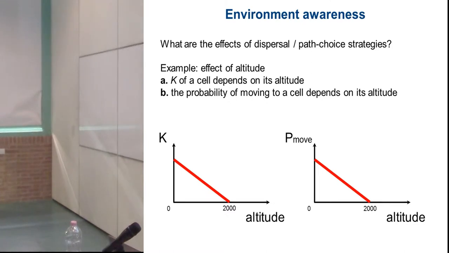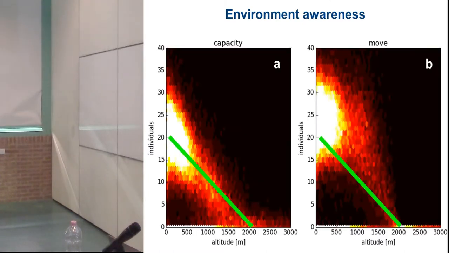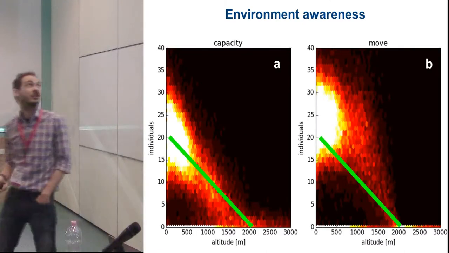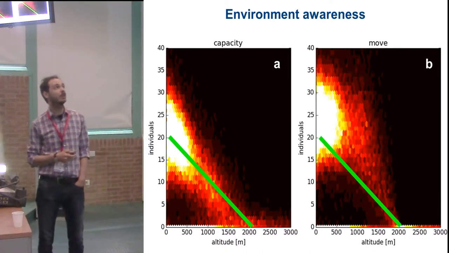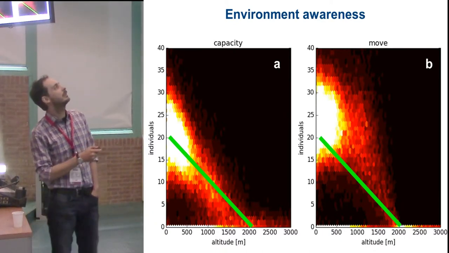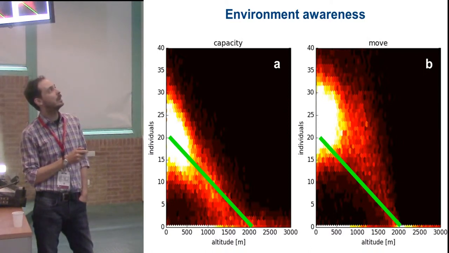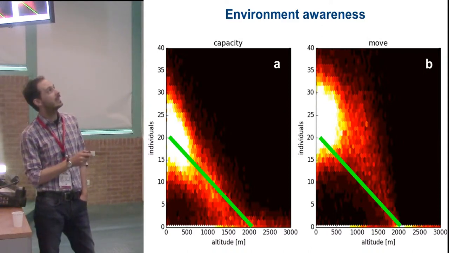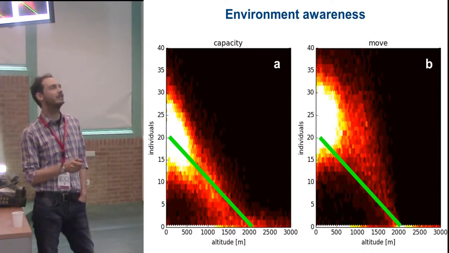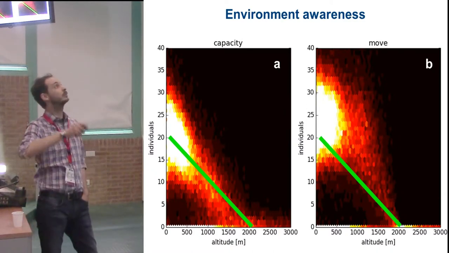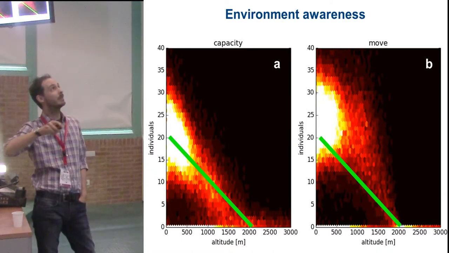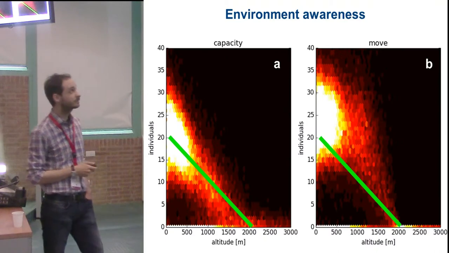So at the end of that simulation, you plot the distribution of agent densities as a function of altitude of the cell. Here you see the number of individuals in a cell, and here you see the altitude of a cell. Most of the system is in this state, but there are some cells that have fewer individuals here, and the green lines represent the prescription that you've put for the agent behavior. Here you have the capacity model, and here you have the move model.